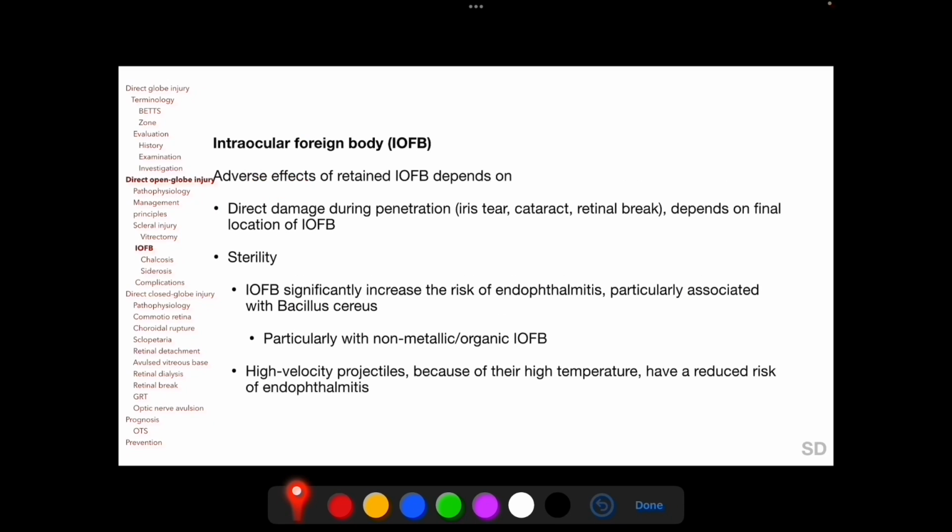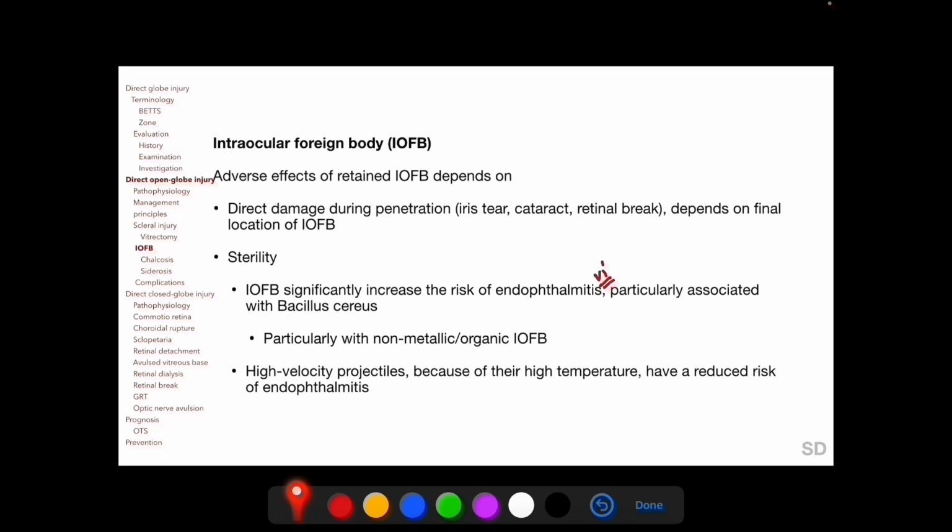Adverse effects of a retained intraocular foreign body depend on the direct damage caused by the foreign body during penetration into the eye, such as iris tear, cataract and retinal break, and the sterility of the intraocular foreign body. It is very important to remember that an intraocular foreign body significantly increases the risk of endophthalmitis, particularly that associated with Bacillus cereus, which causes fulminant endophthalmitis, and the risk of endophthalmitis is higher with a non-metallic or organic intraocular foreign body.